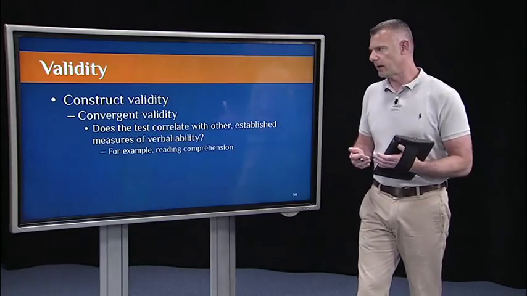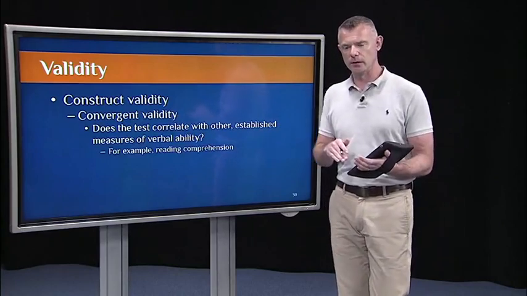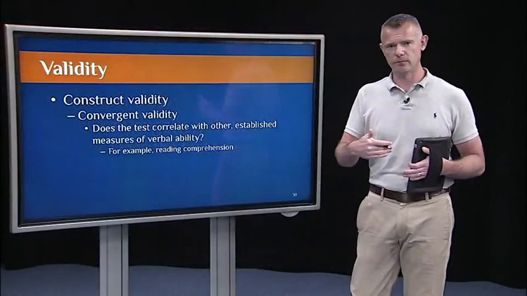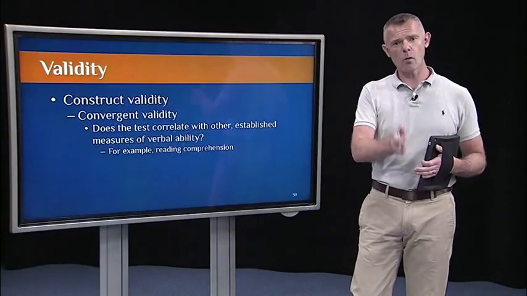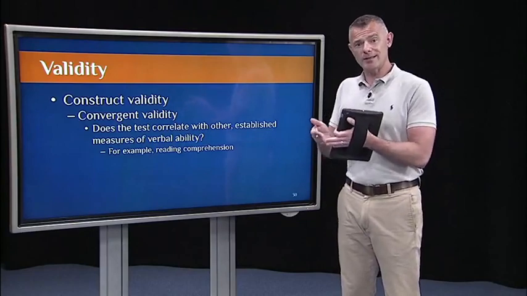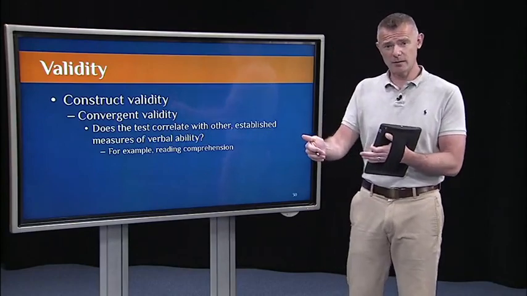The next two go hand in hand, convergent and divergent validity. So the idea of convergent validity is scores on this test, however I've operationalized the construct, this vocabulary test, scores on the vocabulary test should correlate well with other established measures of the same construct.